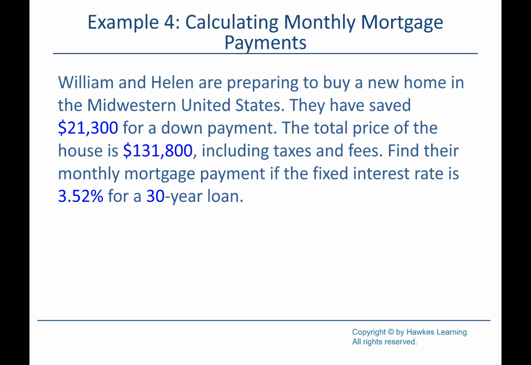So again, the first thing we want to do is subtract our down payment from the cost, because we don't have to finance that part. So we'll subtract our $21,300 and figure out how much we're financing. Okay, so we're going to finance $110,500.